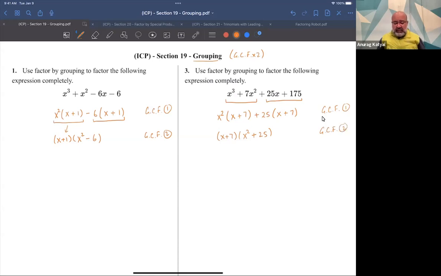Now, I didn't mention this at the end of the first problem, but how could you check to see if what you've done is correct? So pause the video here. I want you to think about it and see if you can genuinely figure out for yourself if all of this is done correctly. So pause the video, think about it, and then come back.